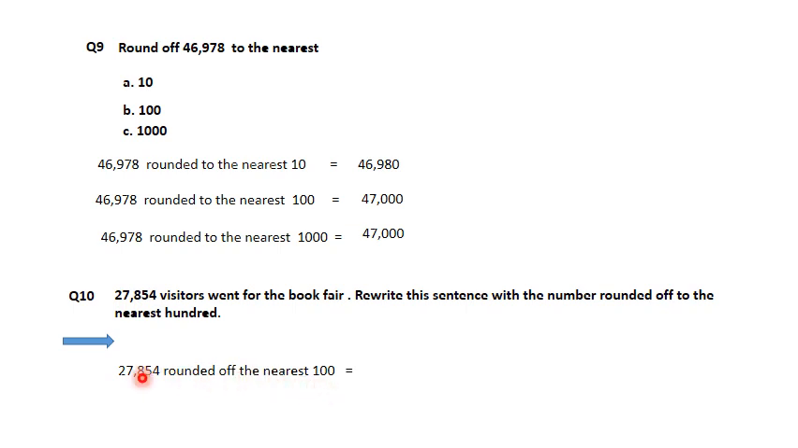This is the hundreds place. We'll look at the tens place. This is 5, which is more than or equal to 5. So 8 will be increased by 1, which makes 9. We have increased by 1, and tens and ones will become 0. So your answer is 27,900. After rounding off the number to the nearest 100, we got 27,900. And so we write down the answer: about 27,900 visitors went for the book fair.